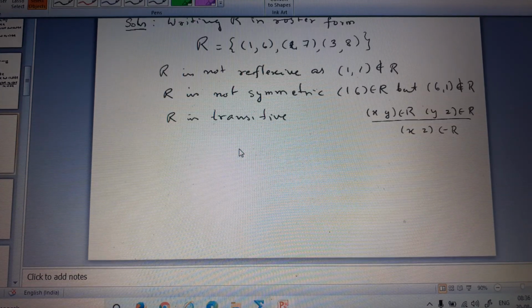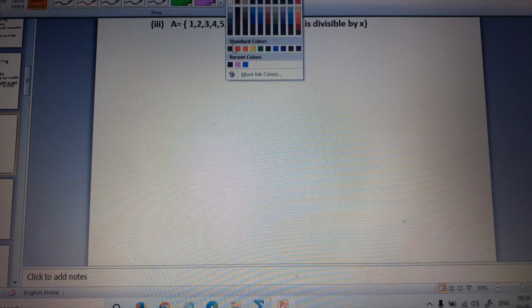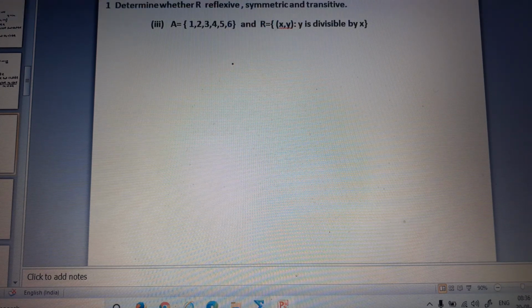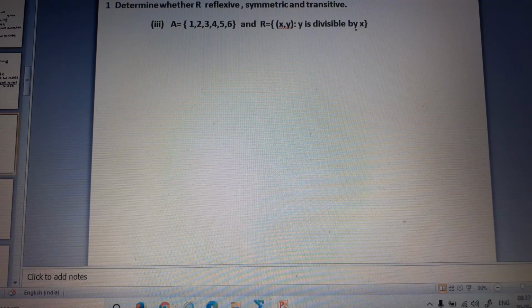Next one. So third one. See, determine the same thing, whether R is reflexive, symmetric, transitive. So here also A is {1, 2, 3, 4, 5, 6}. R is the relation where y is divisible by x. So here also you can do this by two methods. Let me use the first method only, that is, writing R in roster form.